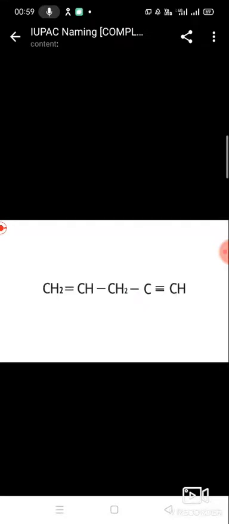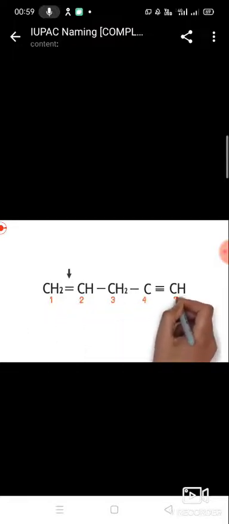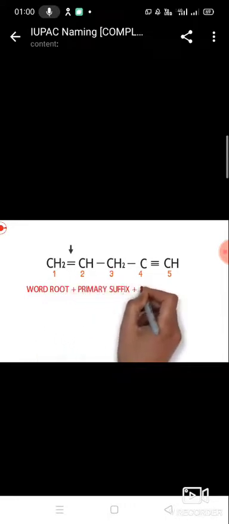Here double bond is present and triple bond is present. Double bond is present in first carbon atom, triple bond is present in fourth carbon atom. If you take from here, triple bond is present in first carbon atom, double bond is present in fourth carbon atom. So when both are in the similar position, we can give number from any side. So both will get equivalent importance.